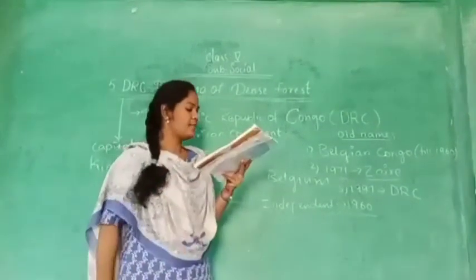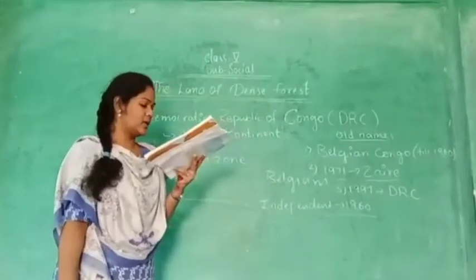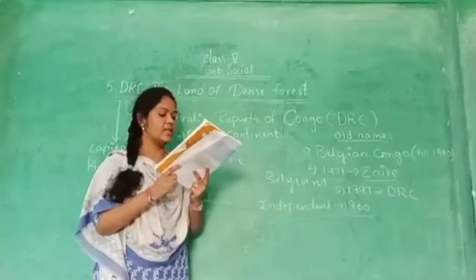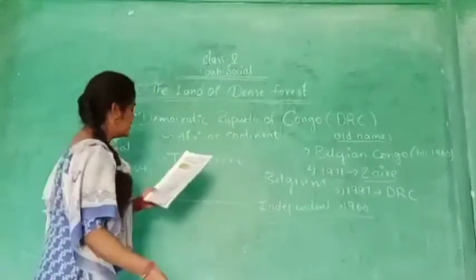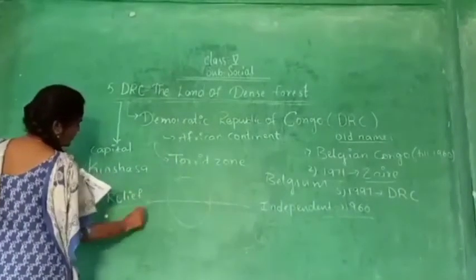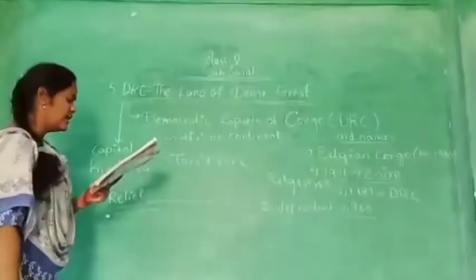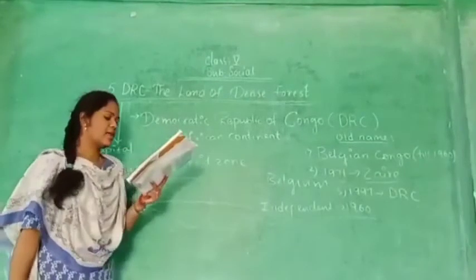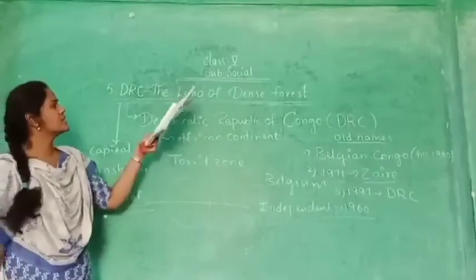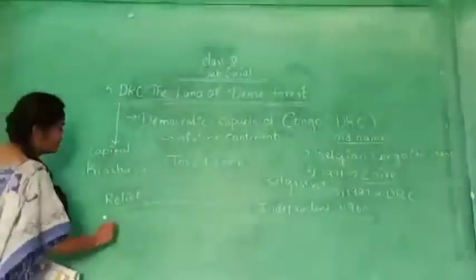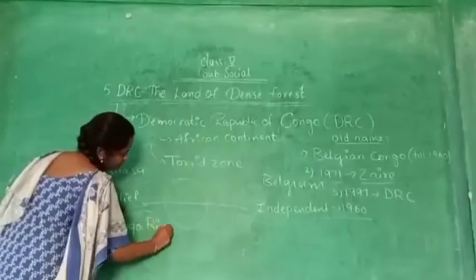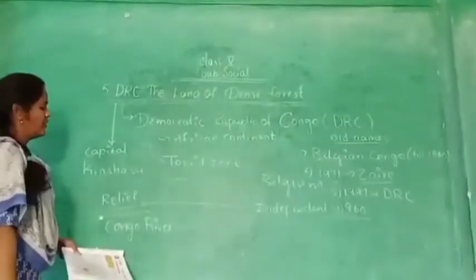The landscape of the country is dominated by the Congo River. It is the second longest river in Africa and the seventh longest river in the world. So, a brief about the country. Okay, physical locations are given. The landscape of the country is dominated by the Congo River. So, which river is flowing through this DRC? Congo River.